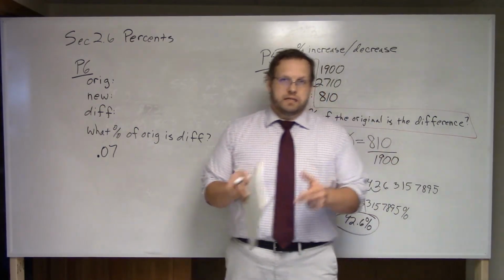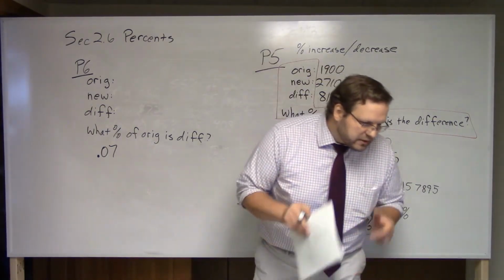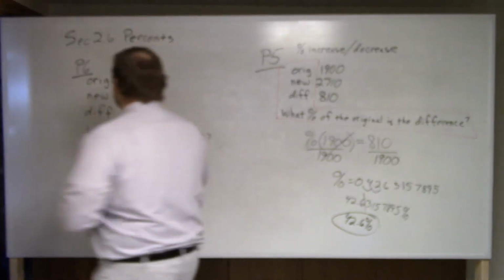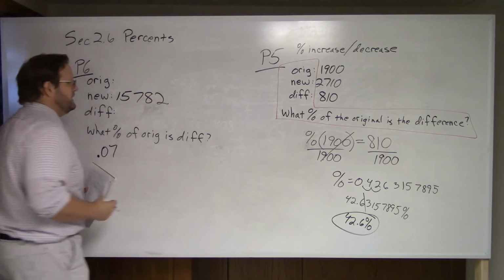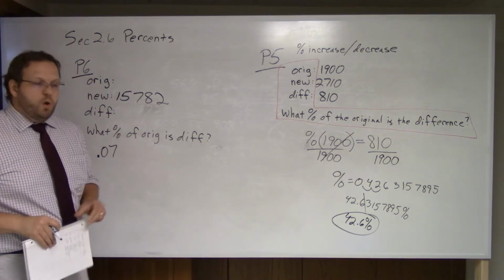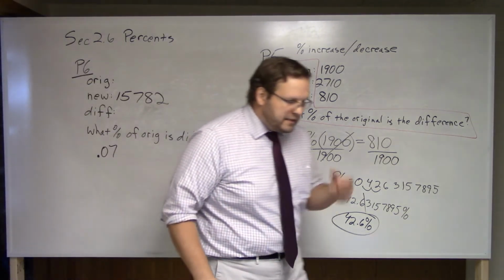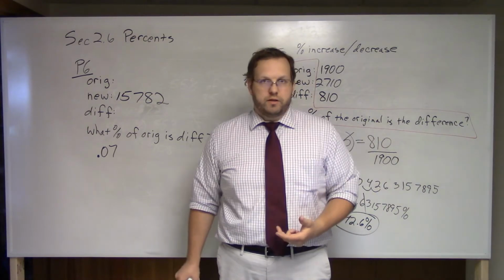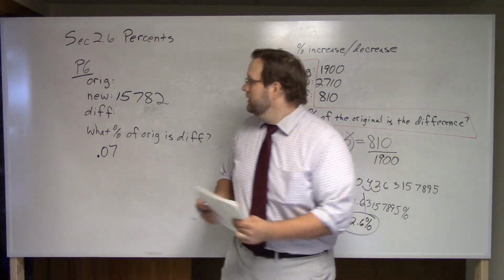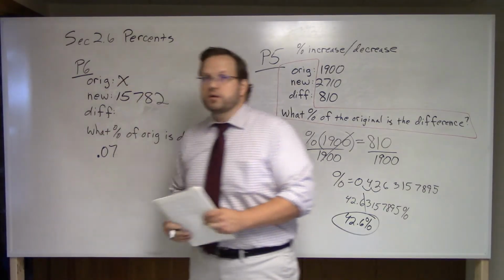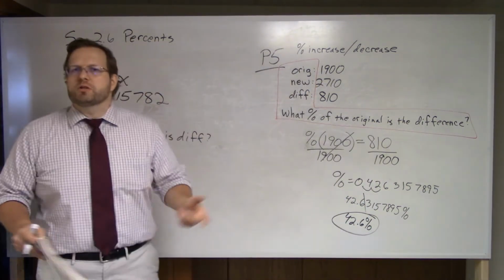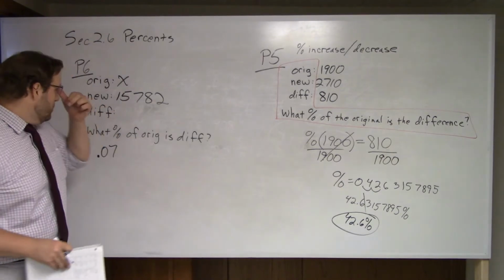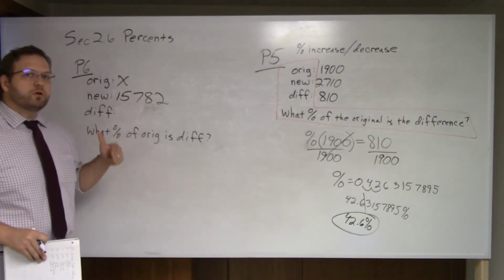So after the increase, it was 15,782. So the new number is 15,782. Okay? What they're asking is, what number did we start with? What's my original? That is unknown. There's my x. Now, for the difference, remember we're subtracting, but do we go original minus new or new minus original?